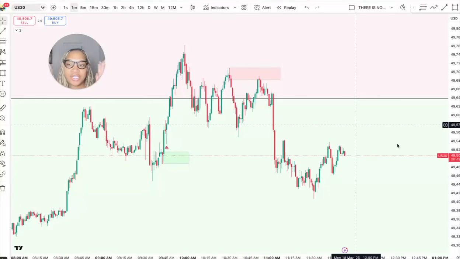When it comes to trading US30 at the New York Open, I have 4 W's that I focus on. The first one is when. When is the best time to trade US30? So for me, it's that New York Open window.